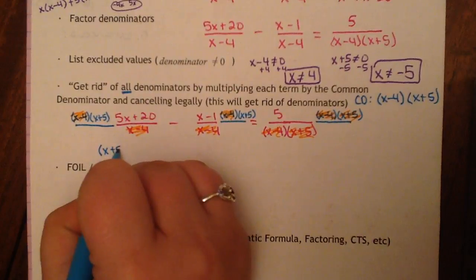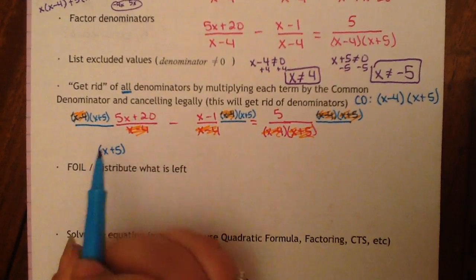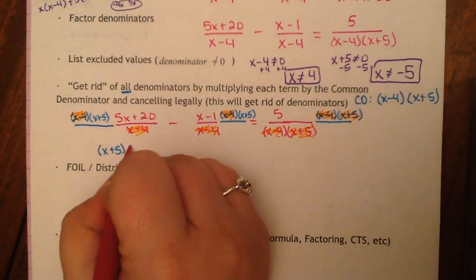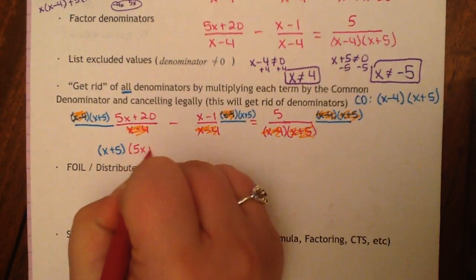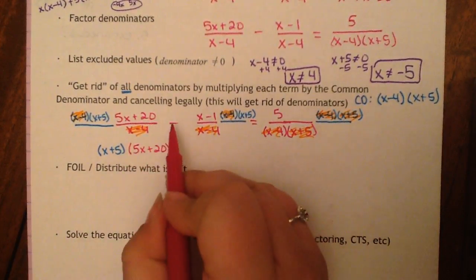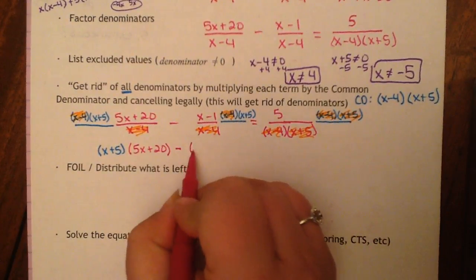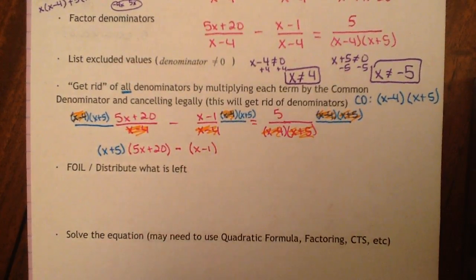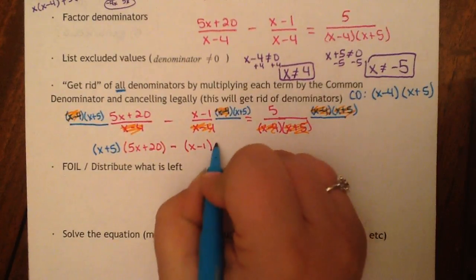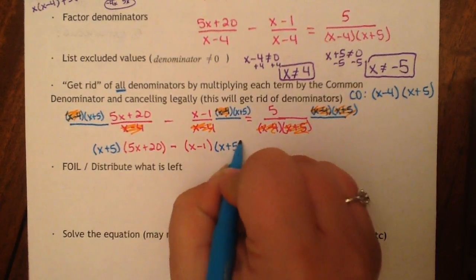So we have x plus 5, because that didn't cancel, and then we have the numerator, 5x plus 20. Bring down your minus sign, and from this fraction we have the x minus 1, and we have the x plus 5 that didn't cancel.